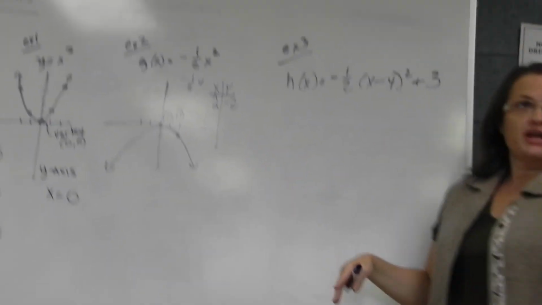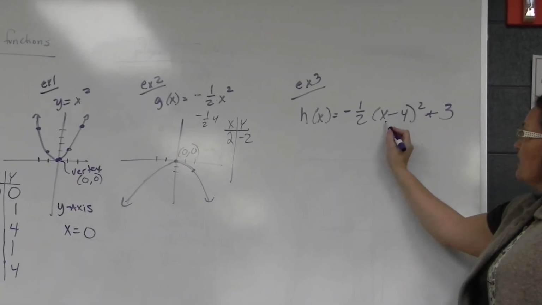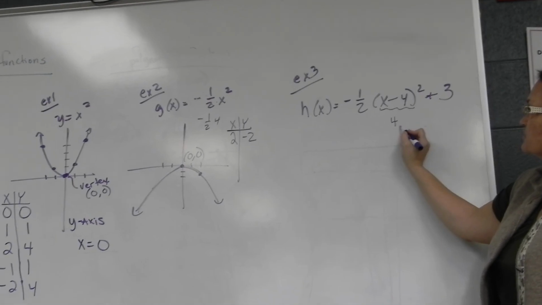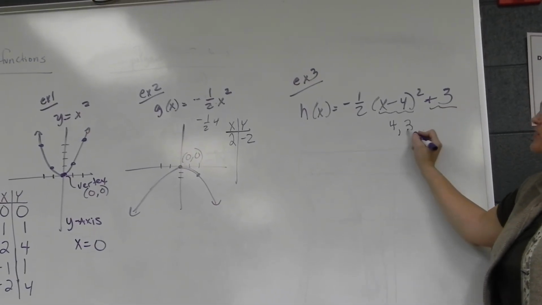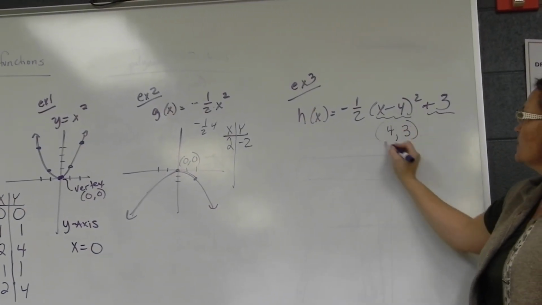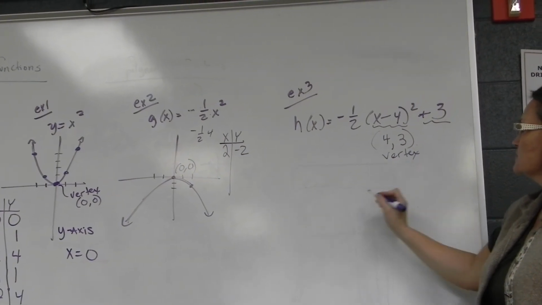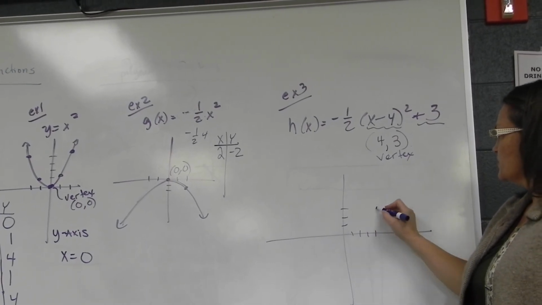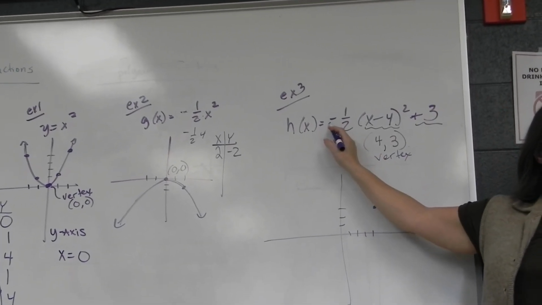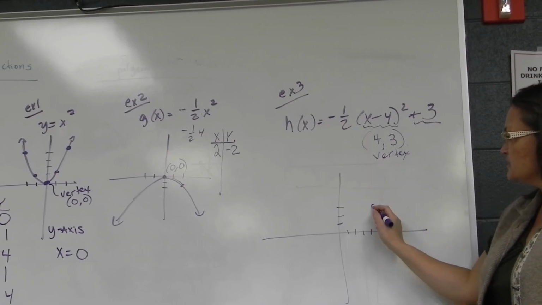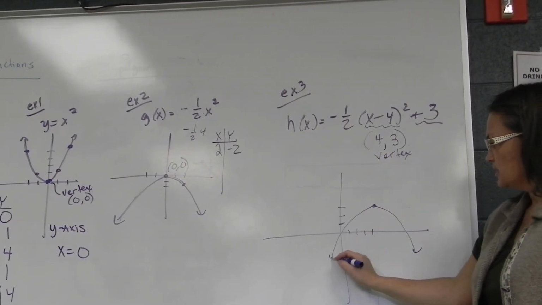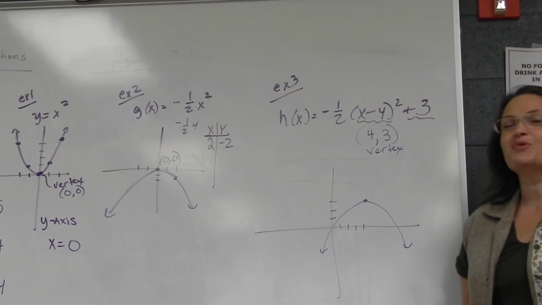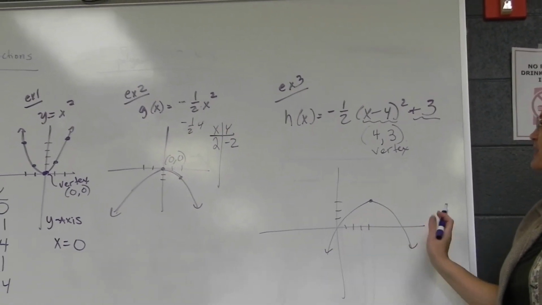All right, example 3. Now here's one that's shifted. So we do have the shifting rules. What's grouped with the x, we do the opposite. So it's shifted a positive 4. And then this is the vertical shift, positive 3. So that's our vertex. That's our starting point. Over 4, up 3. Because it's negative, we know it's an upside down, and 1/2 makes it wider parabola. And again, if I needed to be more specific, I would need to be careful and put in some points and see exactly how wide, not just throw it in there.